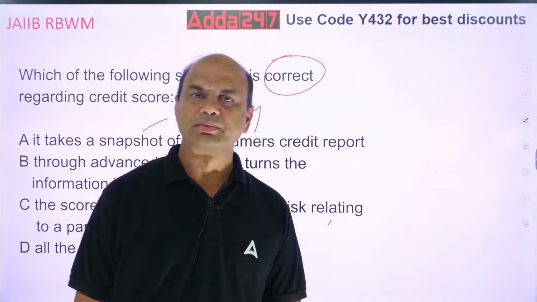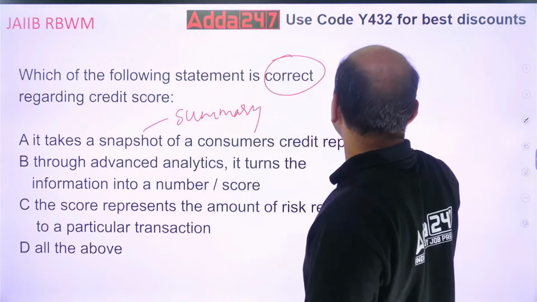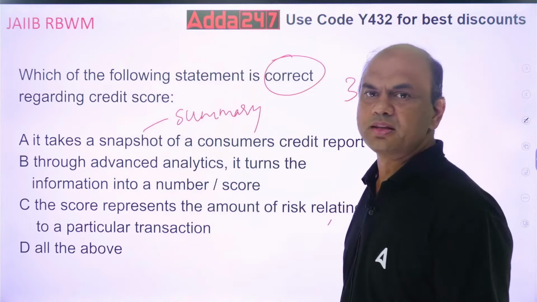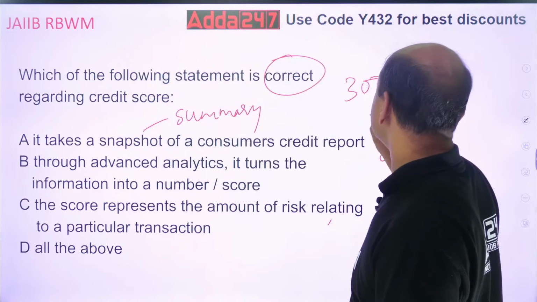What is the minimum CIBIL score? 300. Correct? It is 300. Maximum is 900. What is a good CIBIL score?